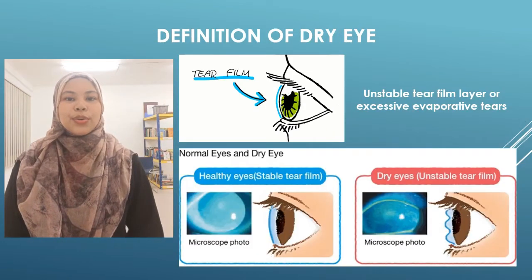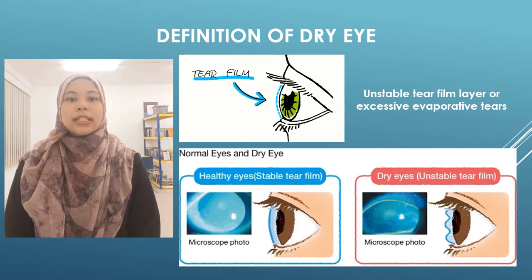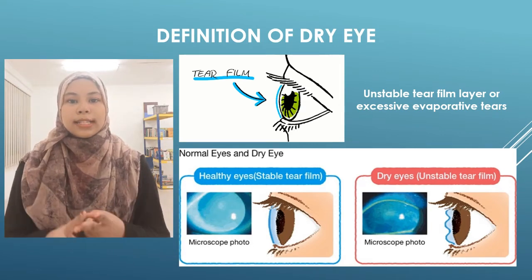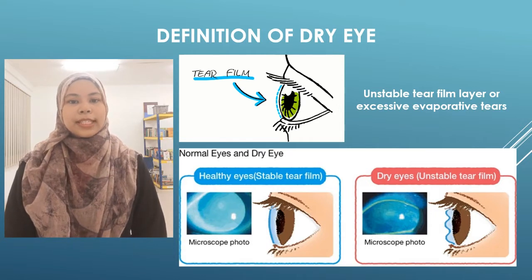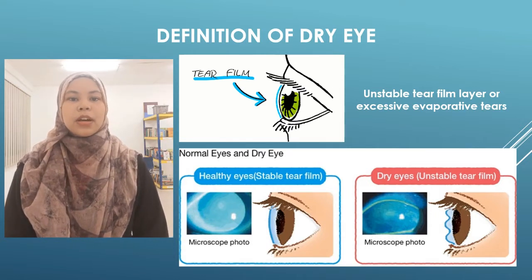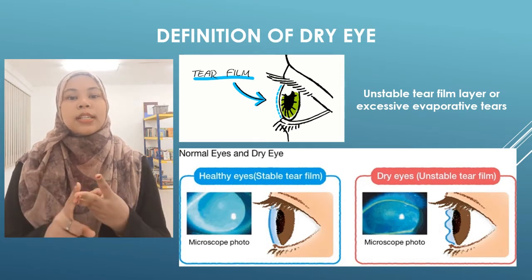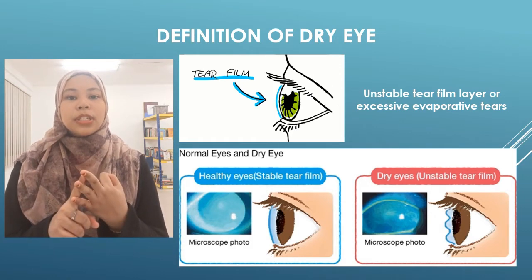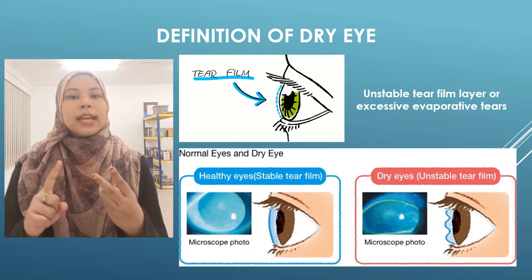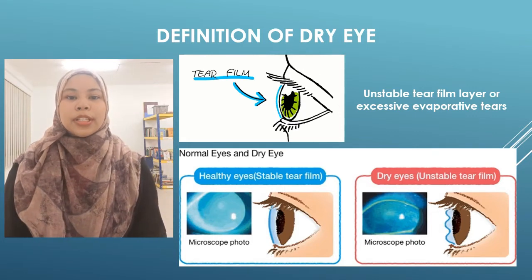Next, we also need to know what is dry eye. Dry eye is a disorder of the tear film layer due to tear deficiency or excessive evaporation, which causes damage to the interpalpebral ocular surface and is associated with symptoms of ocular discomfort such as irritated eyes, red eyes, burning sensation, and itchiness. The tear film consists of three sublayers, which are the mucin layer, aqueous layer, and lipid layer at the top, which protects the eye from evaporation.